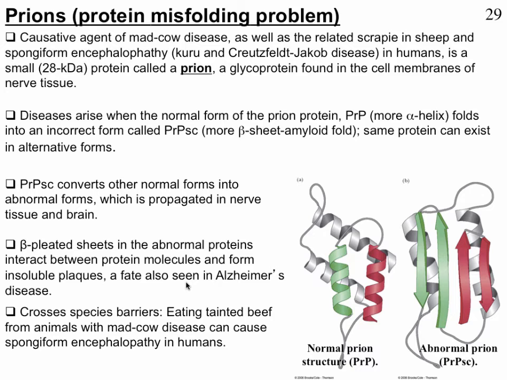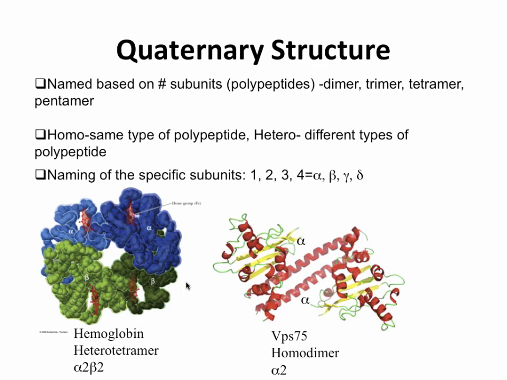Once you have enough of these beta sheets, they can start aggregating and form insoluble plaques. This is also a common fate that we see in Alzheimer's disease. It doesn't quite use prions, it's a different type of protein, but it's the same thing where proteins misfold in the incorrect way and then aggregate and cause these insoluble plaques. And this can cross species barriers. So if you eat tainted beef from animals with mad cow disease, you can get the spongiform disease. Okay, so quaternary structures.